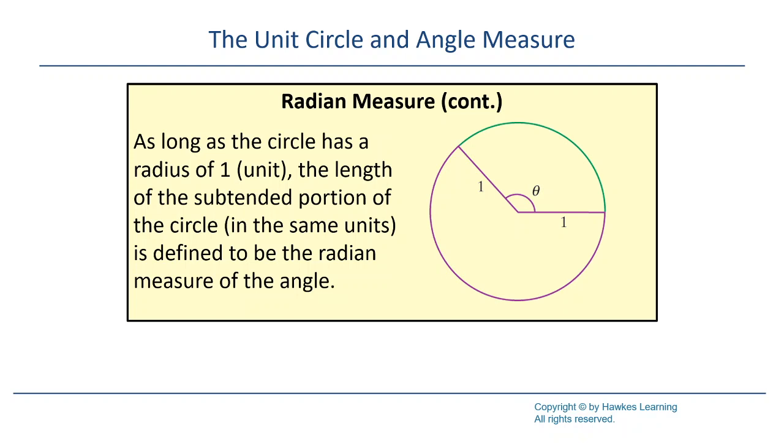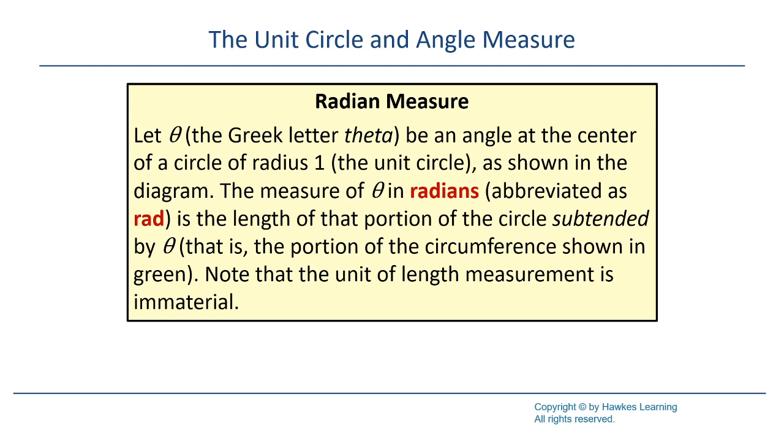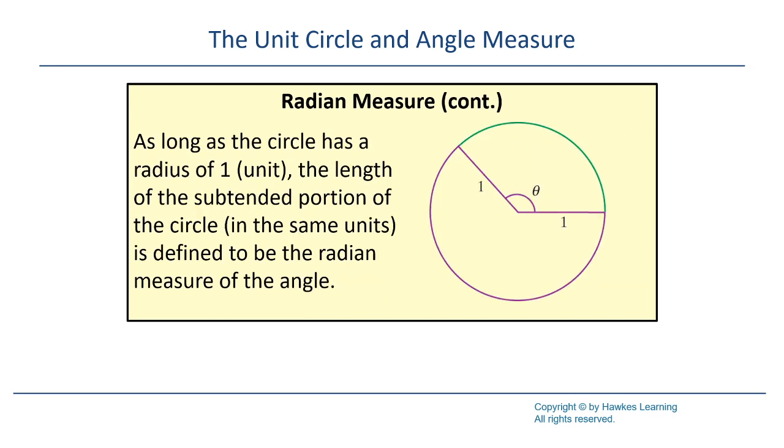So I said it was going to be that portion that's in green. If you think about it, a whole circle is 360 degrees or 2 pi. So a full circle is 2 pi radians.